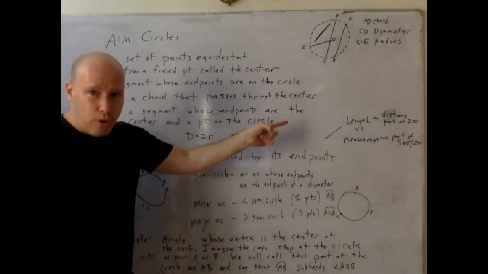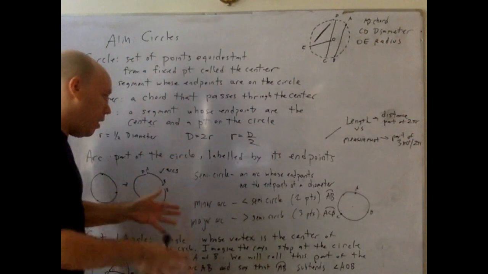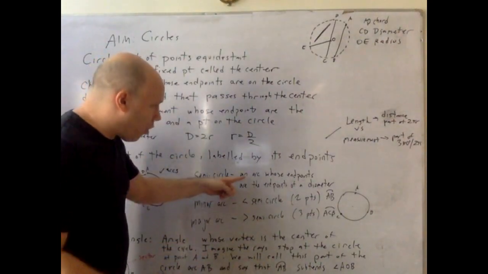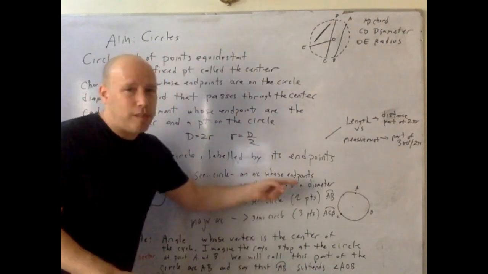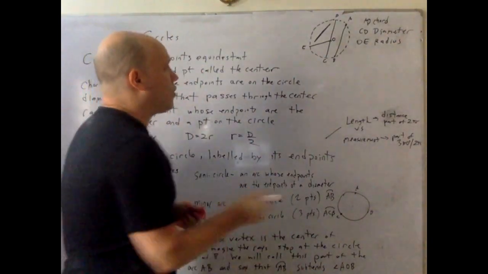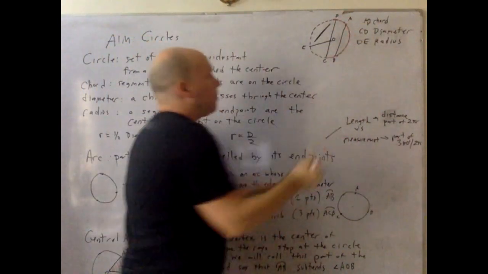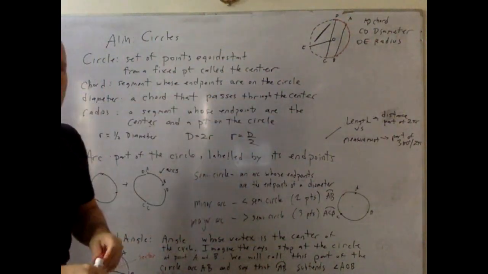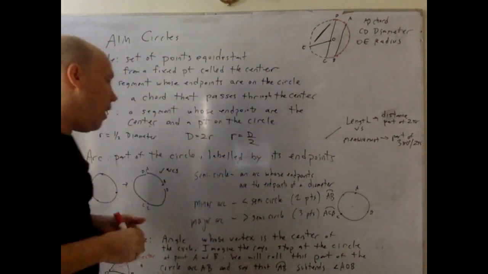Before we get to the numbers, exactly what is the length of measurement? A semicircle is an arc whose endpoints are the endpoints of the diameter. So, that makes sense. Up here, that's a semicircle. It's an arc. It's part of the circle. It's like half the circle.